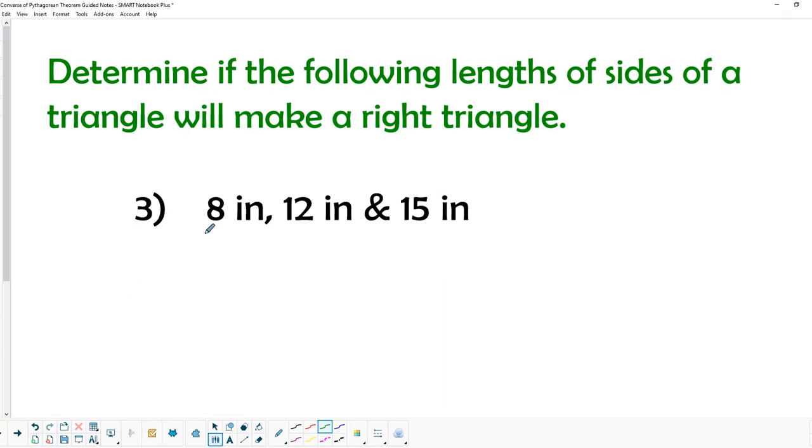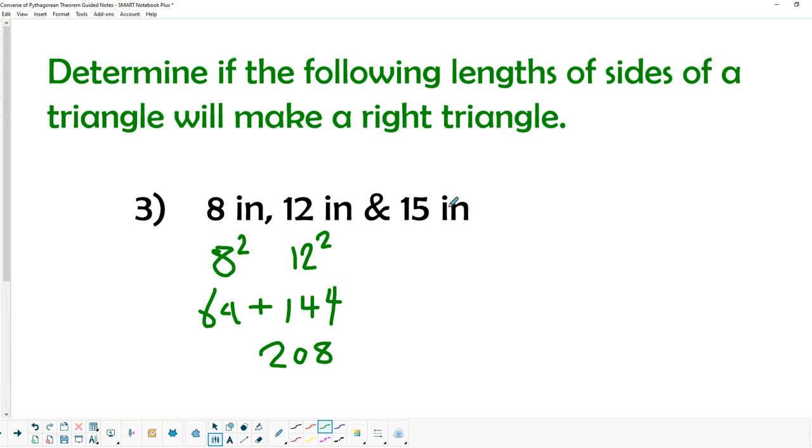Okay, let's look at this problem. So we have 8 squared, which is 64, and 12 squared, which is 144. And if we add those two together, we get 208. Well, on the other hand, if we do 15 squared, we end up with 225. And so, because these two figures do not equal each other, this is not the three sides of a right triangle.